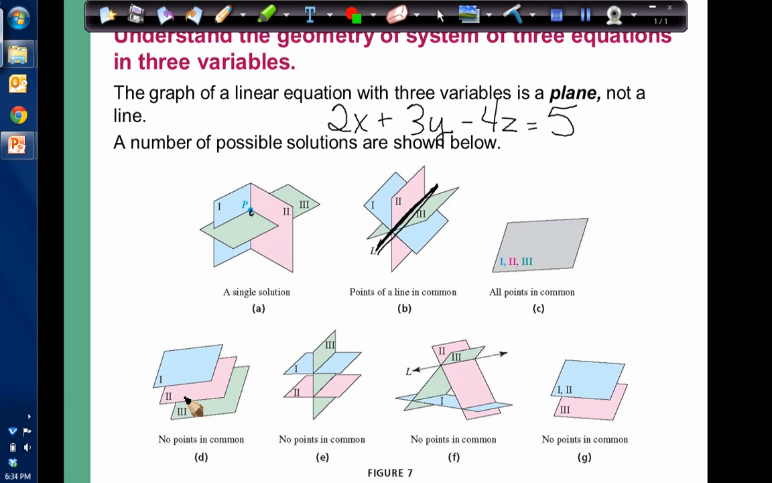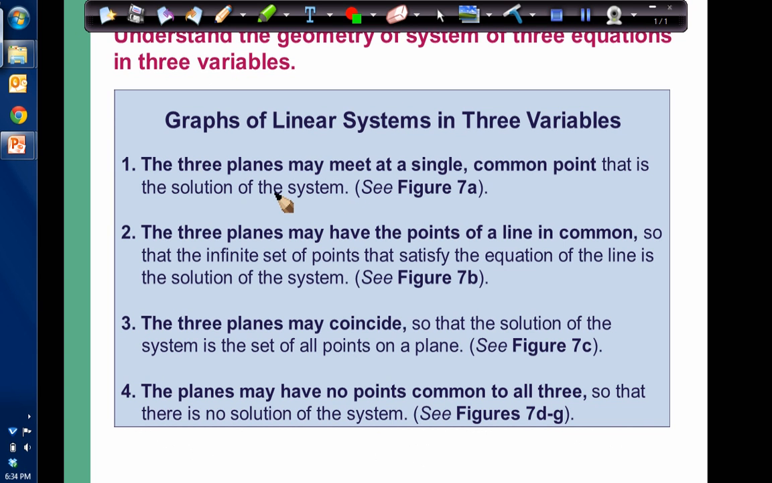Okay, so extra choices. So let's look at that. Just to reiterate the choices, if you're graphing, or if you're looking for the solution of a system of 3 equations in 3 variables, and I'll show you what that means in 1 second, you have these 4 choices as your answer. Either a point, a line, an entire plane, or no solution. Okay, no points in common.